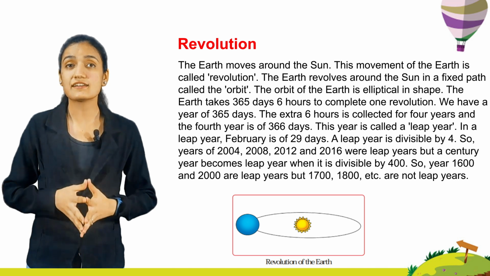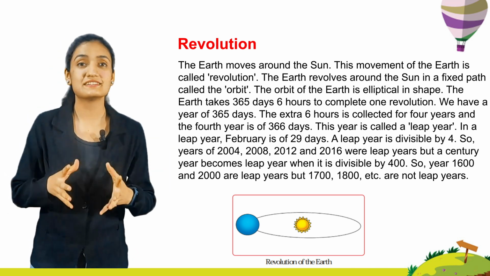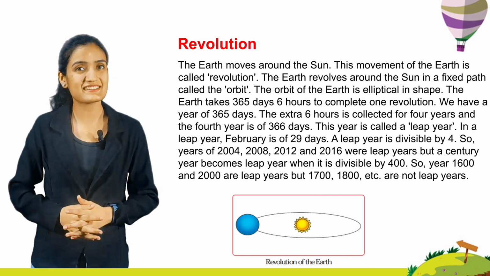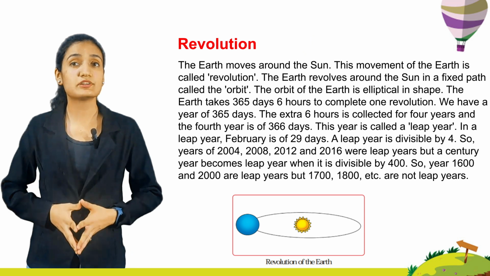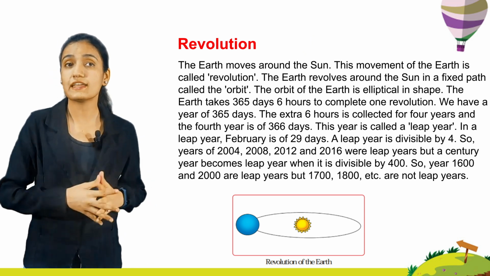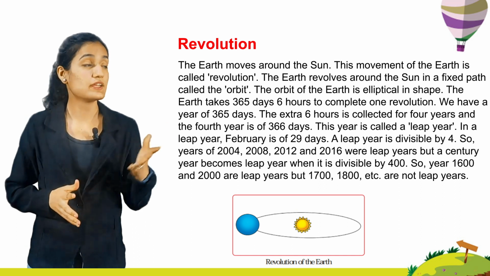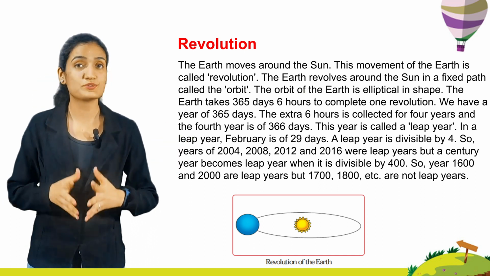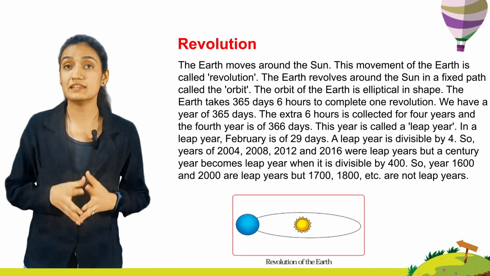The extra 6 hours are collected for 4 years and the 4th year is of 366 days. This year is called a leap year. In a leap year, February is of 29 days. A leap year is divisible by 4. So, the years 2004, 2008, 2012, 2016 were leap years.